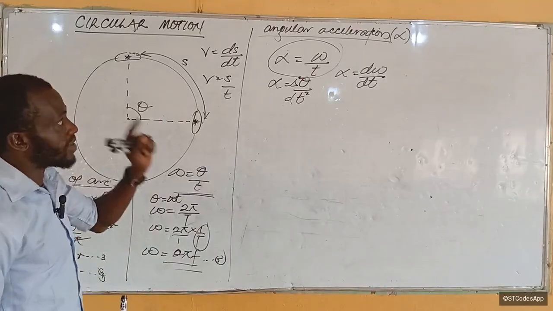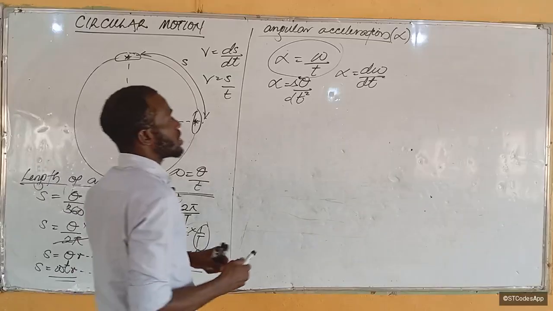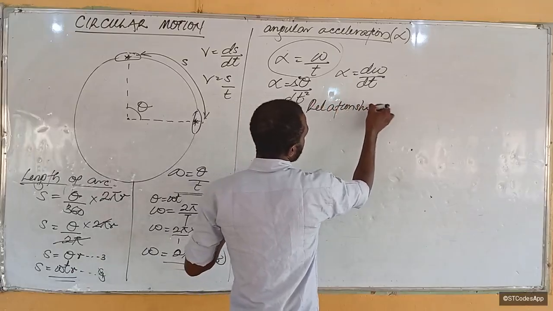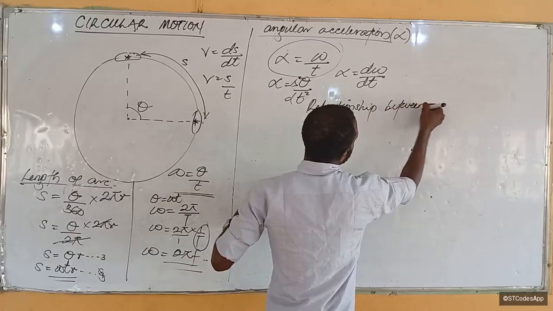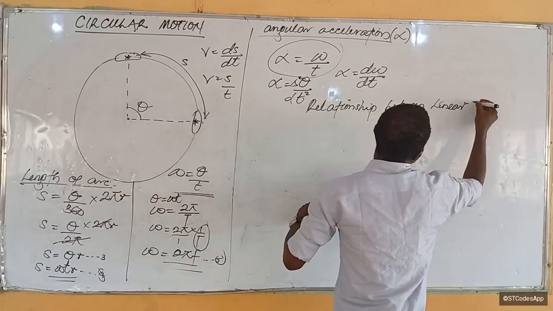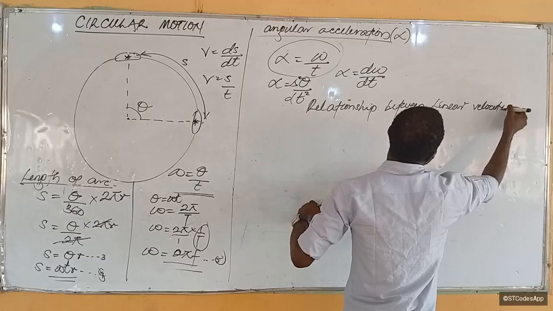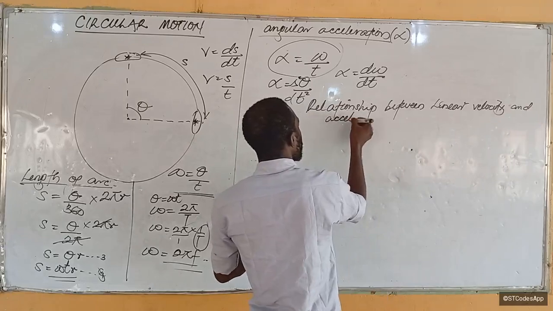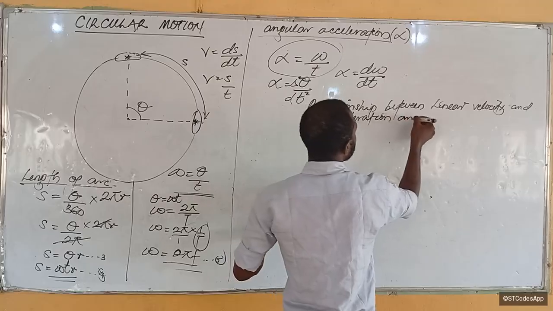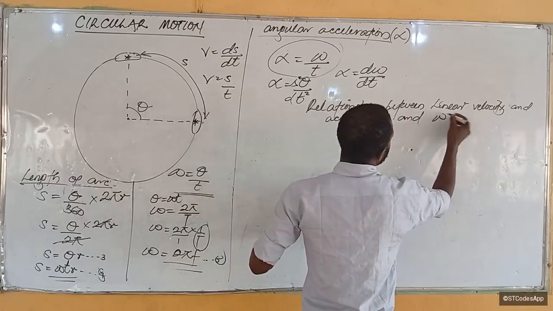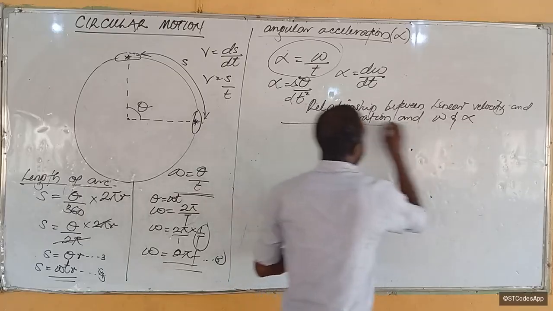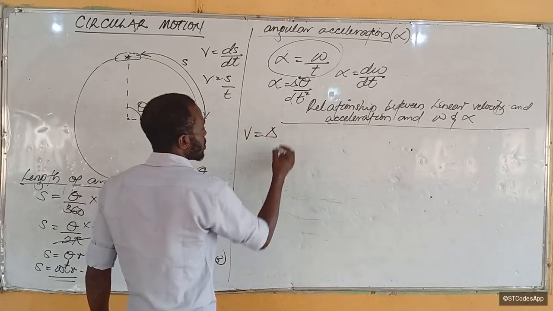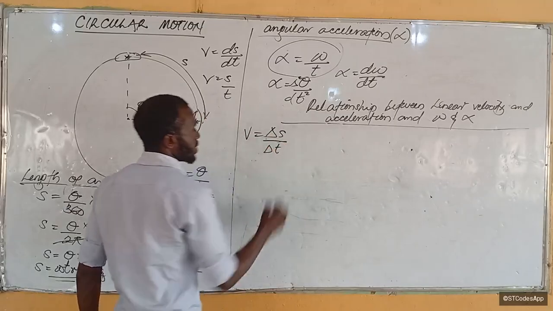Now, we have angular acceleration. Let's now get to the relationship between linear velocity and acceleration, and angular velocity and angular acceleration. So what is the formula for linear velocity? Linear velocity, v, is change in distance over change in time, right?